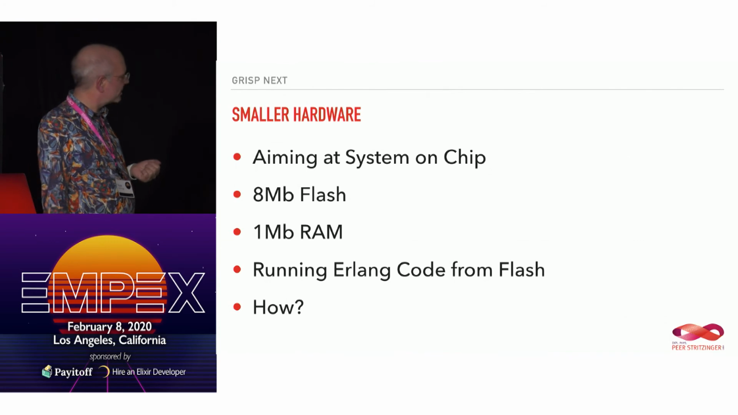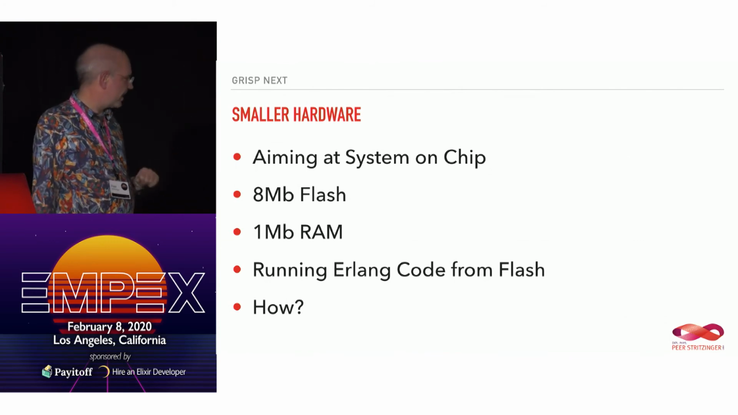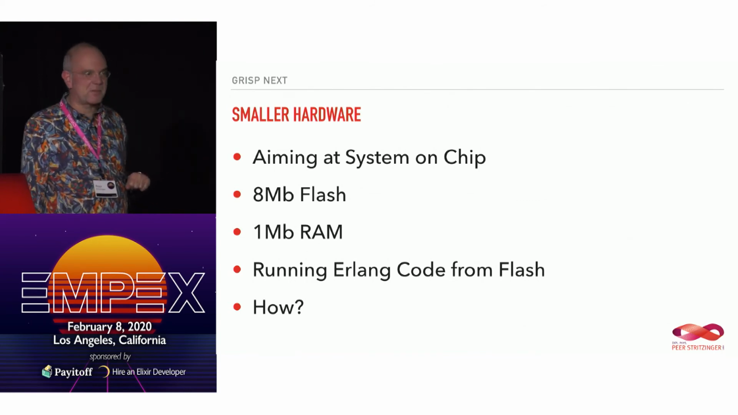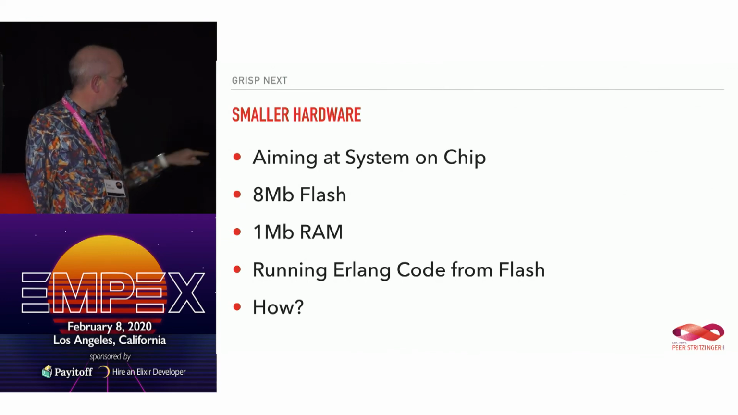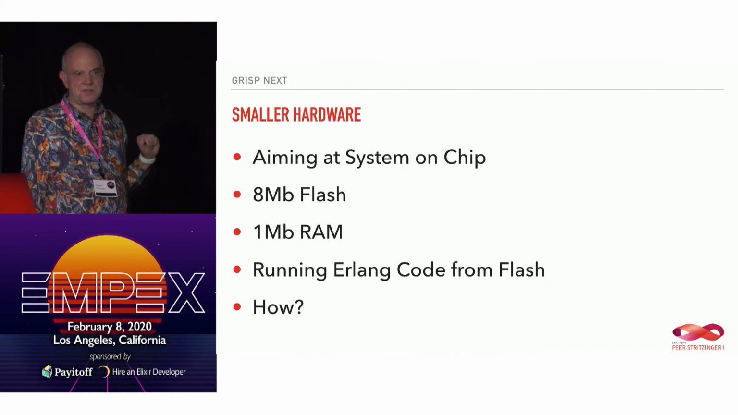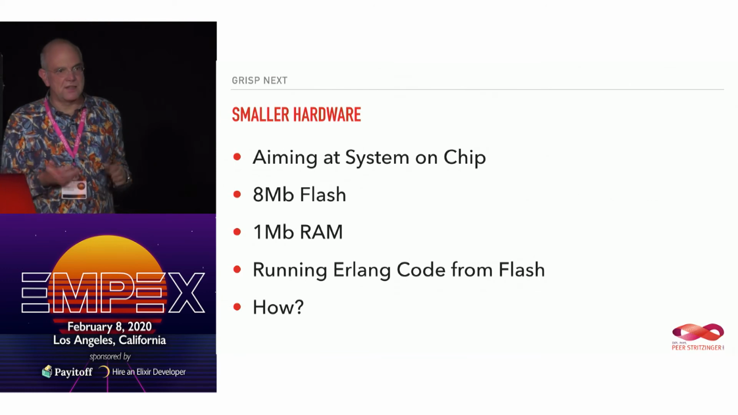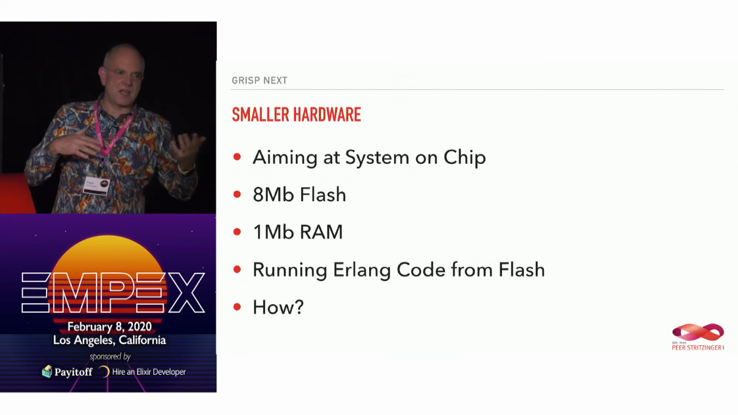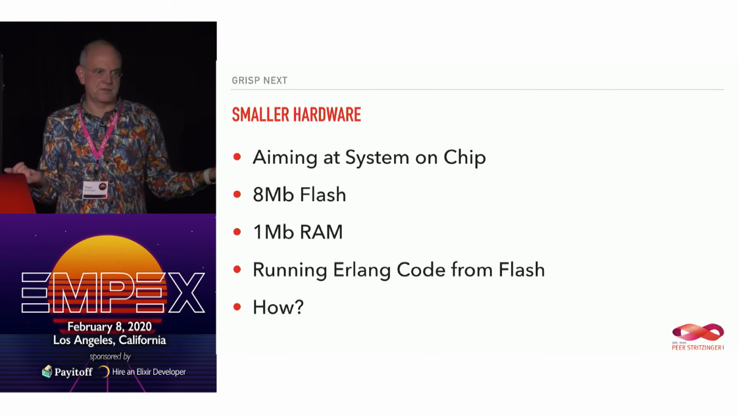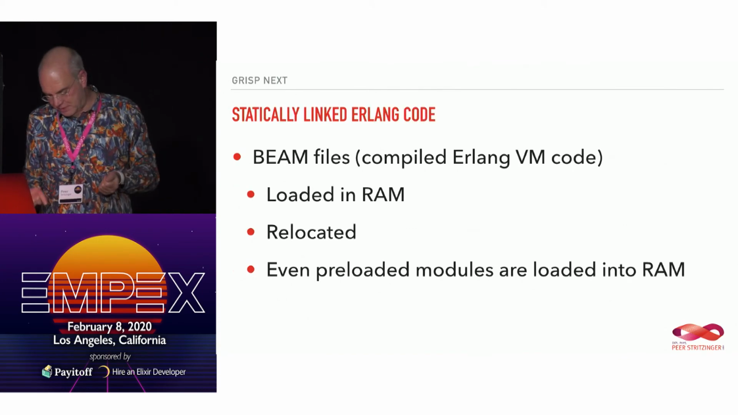And you can get those with 8 megabytes of flash, but only 1 megabyte of RAM, which is tight. It's not like the 128 megabytes, but if we can run Erlang code from the flash, we can actually fit the system, and I measured this. The whole image of the Erlang VM plus the TCP stack plus RTEMS is 2.5 megabytes. So we have 6 megabytes for beam files. That's plenty.